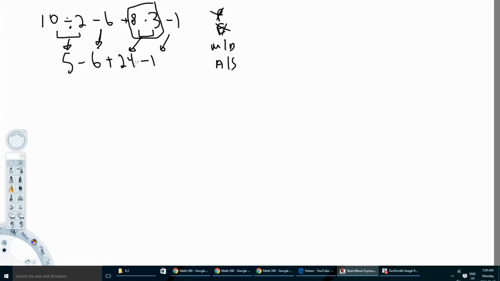So now do we have any more multiplication division here? Nope. Do we have any addition subtraction? Yes. So we start from the left. 5 minus 6 equals minus 1 plus 24 minus 1. So minus 1 plus 24 equals 23, minus 1 equals 22. And is that the answer? Yes, it is.